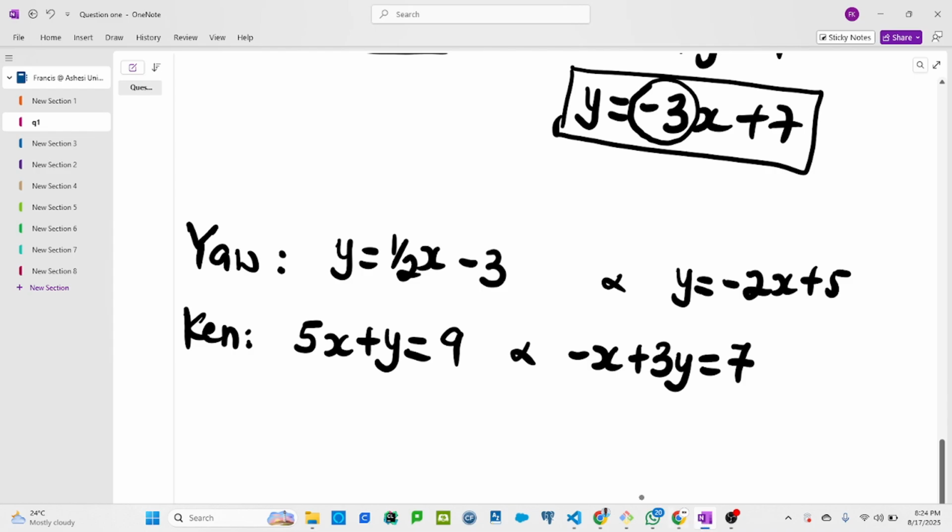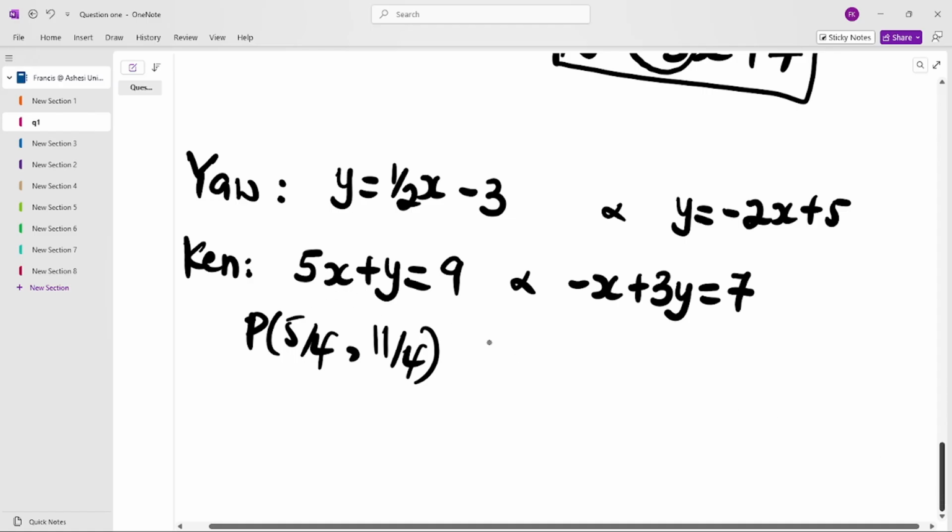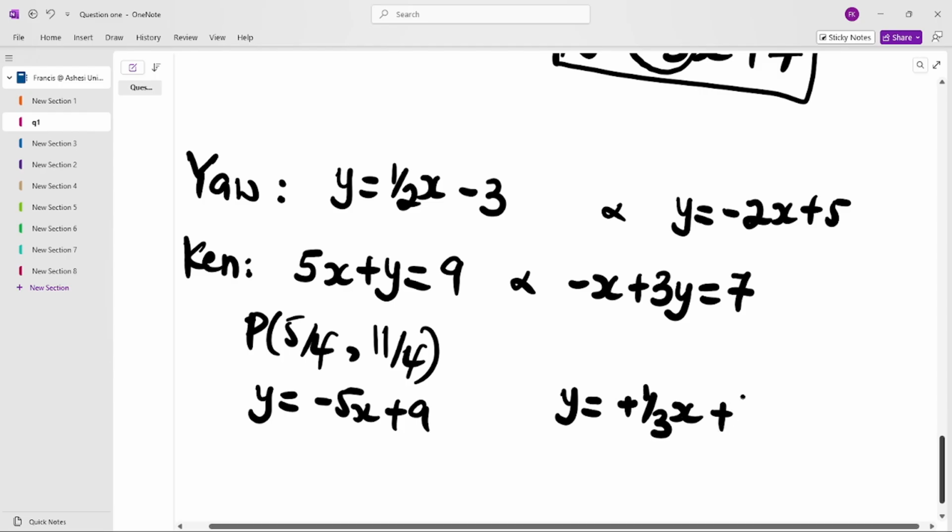I got my x value to be 5 over 4 and the y value to be 11 over 4. Okay, let me confirm that. For this one, you have y equals negative 5x plus 9. For this one, you will have y equals positive 1 over 3x plus 7 over 3.